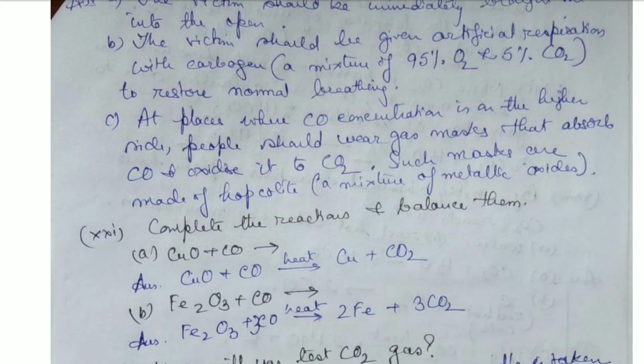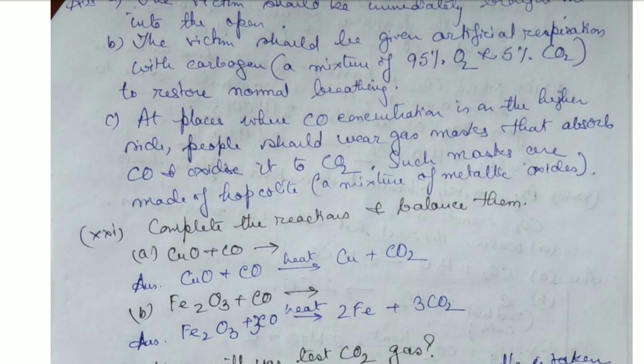At places where the carbon monoxide concentration is higher, people should wear gas masks which can absorb the carbon monoxide and oxidize it to carbon dioxide. Such masks are made of hopcolite. What is hopcolite? Hopcolite is a mixture of metallic oxides.